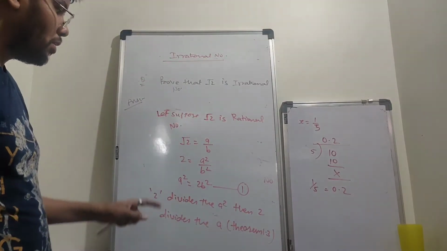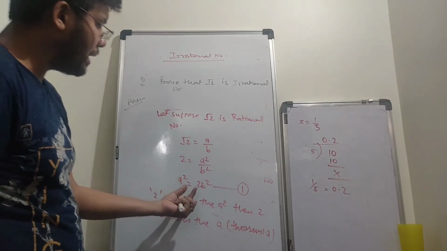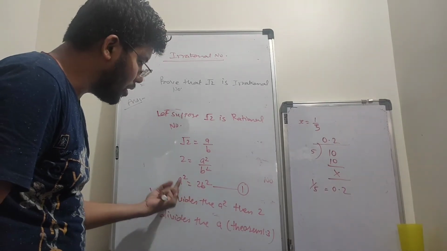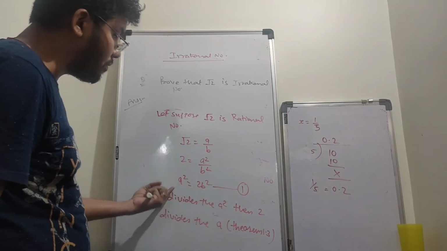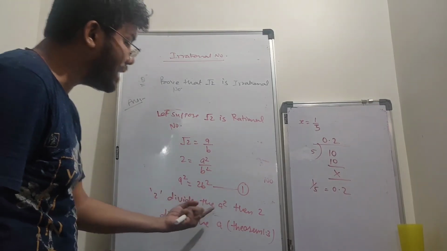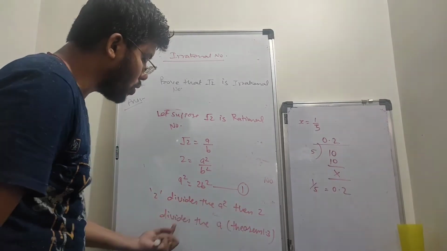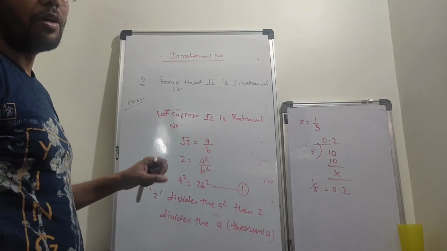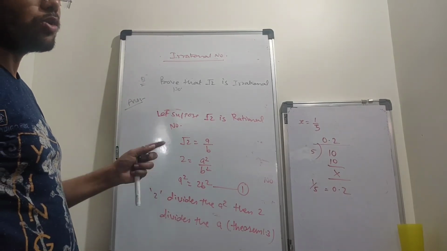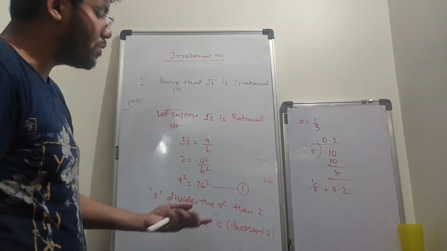By observing this equation 1, हम क्या बोल रहे हैं कि 2 is one of the factors of A square, because A square is 2B square है. So 2 divides A square. Then by using theorem 1.3, 2 also divides A, because theorem 1.3 is what? If P is a prime number, where P divides A square, then P also divides A. So if 2 divides A square, then 2 also divides A.